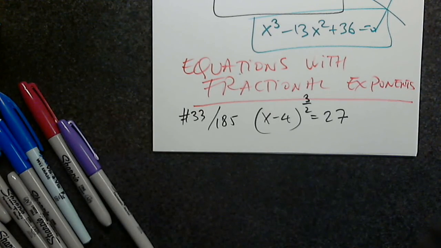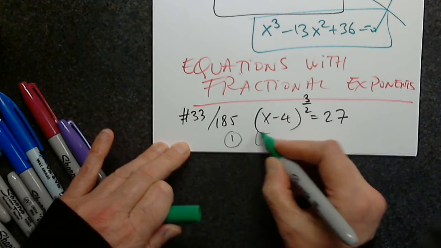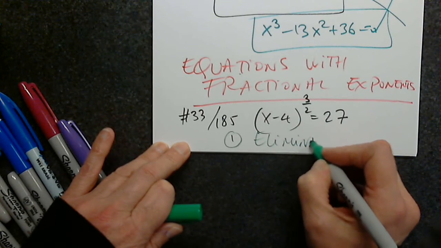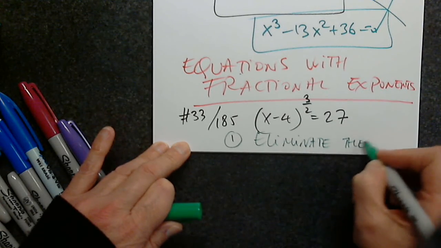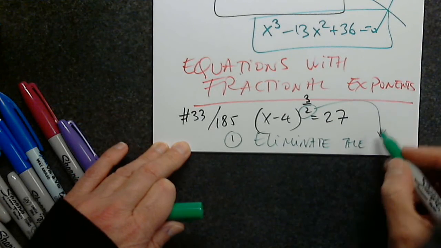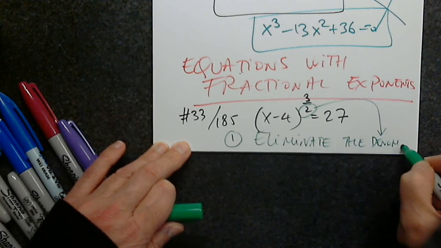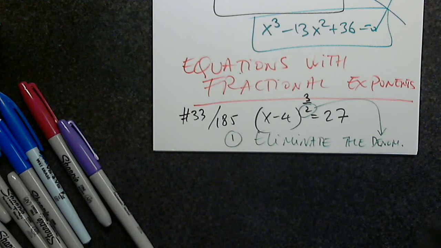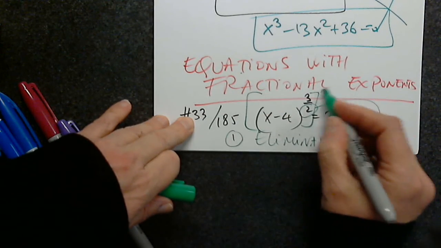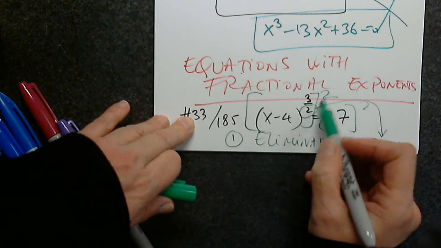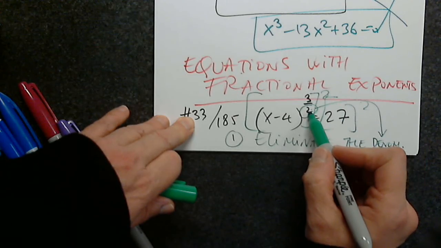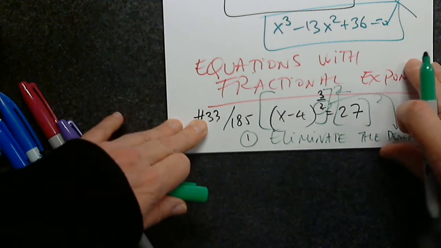What I recommend is, in step 1, eliminate the denominator. How would I eliminate the denominator? What should I do to both sides to eliminate that denominator of 3/2? Exactly. Thank you. I have to square both sides to eliminate this. This power will eliminate the fraction, the denominator and the fraction.